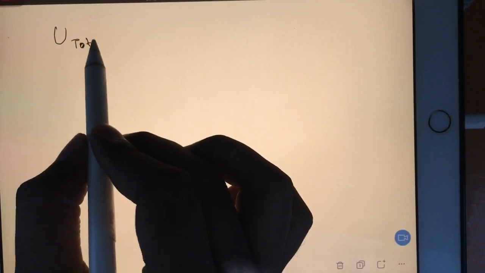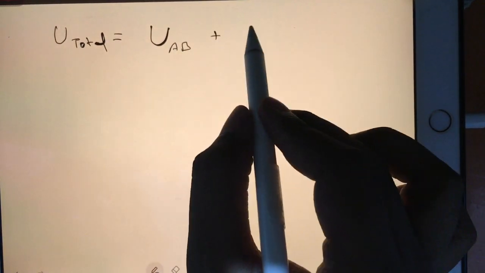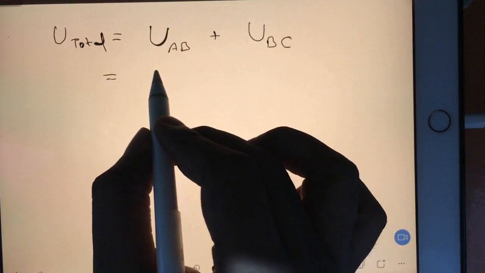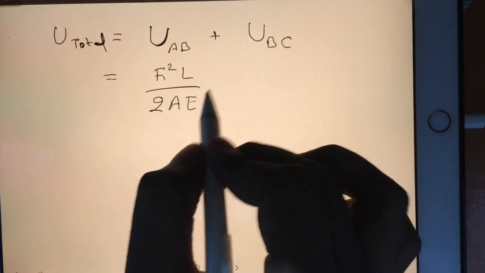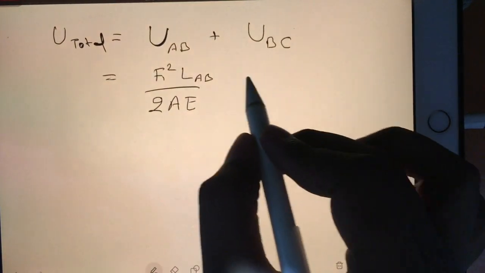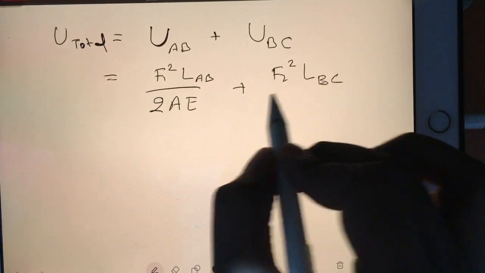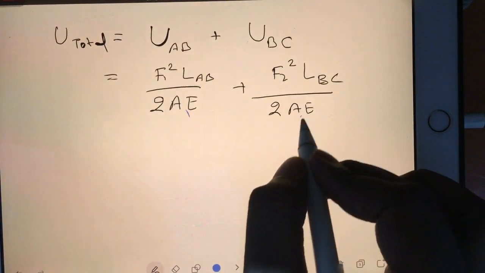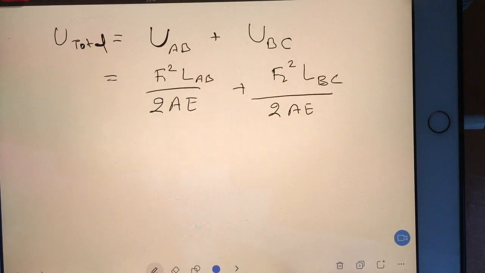See now, you just find your U total. That is nothing but U in member AB plus U in member BC. U in member AB is nothing but F1 square L by 2AE, but which length will you put? You will put the length of AB. In the same way, F2 square, then BC length, divided by 2AE. No need to write A1, A2 because all the areas are the same, and no need to write E1, E2 because both are the same.